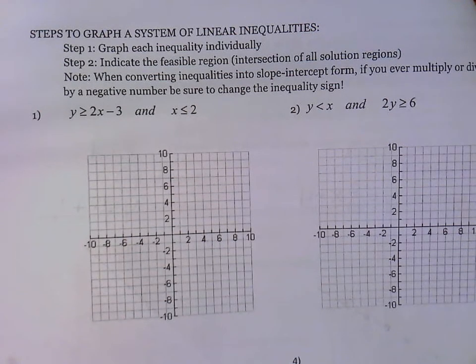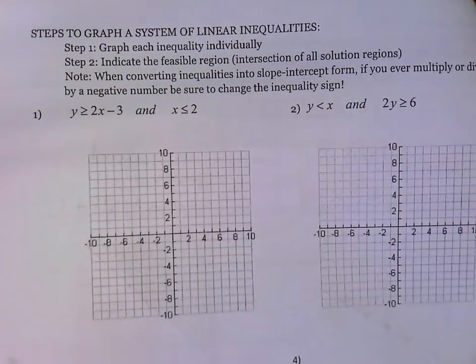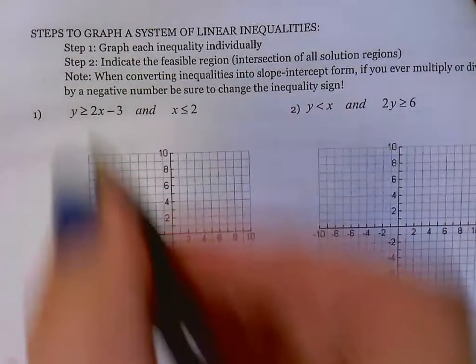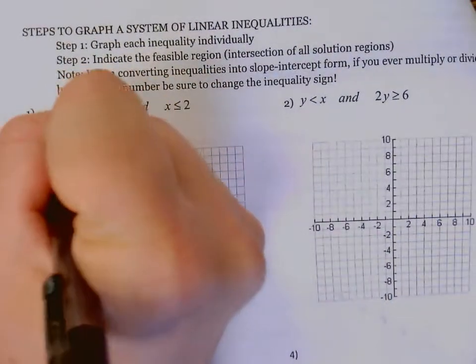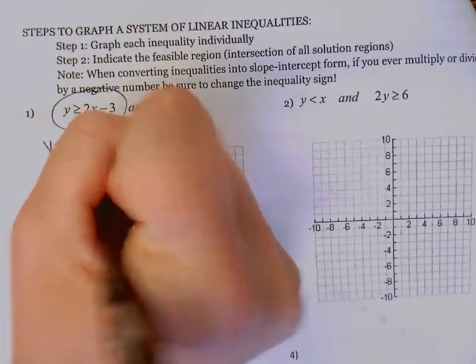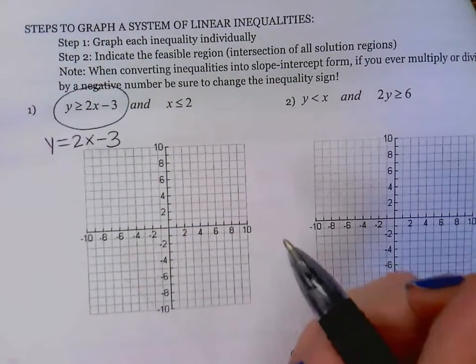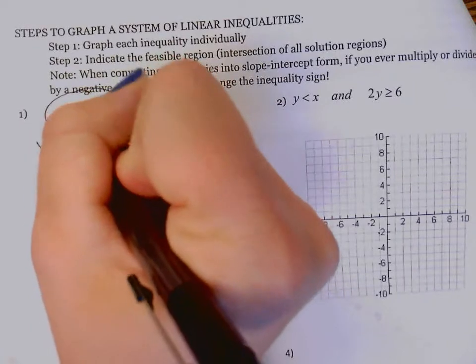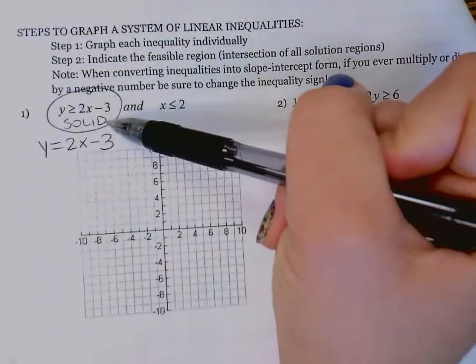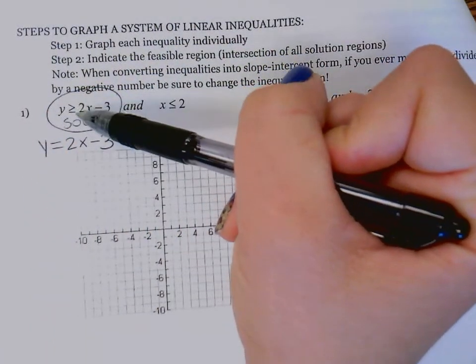So let me get you another color. Great. I'm going to just circle this first line so I know I'm doing this in my black pen. Y equals 2x minus 3. All right, so I'm going to think ahead. This is going to be a solid line because it says y is greater than or equal to.